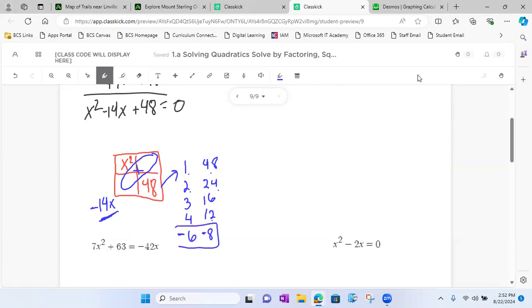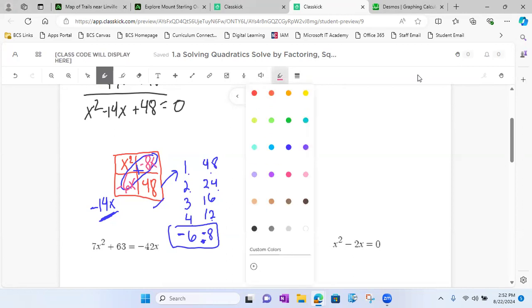So let's look at that. Negative 6 plus negative 8 is negative 14. Negative 6 times negative 8 is 48. So those would be our values that work. So what I'm going to do now is plug that in. I'm going to say negative 6x, I'm going to say negative 8x, and then we're going to continue our factoring.